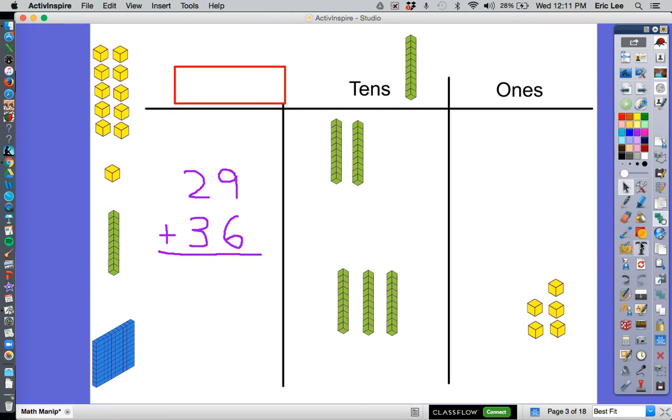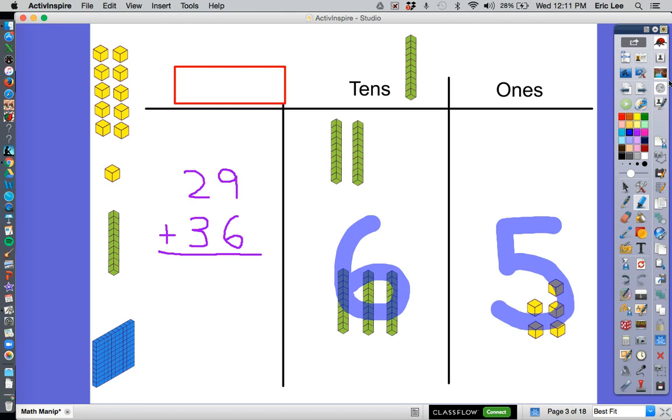Now let's take a look and see what we've got. We add 9 plus 6 and got 15, so I've got 5 ones left in my ones column. There they are: 1, 2, 3, 4, 5. Then I'm going to add my tens column. I've got 1 ten up here, so 1, 2, 3, 4, 5, 6. I've got 6 tens. So my answer is going to be 65.